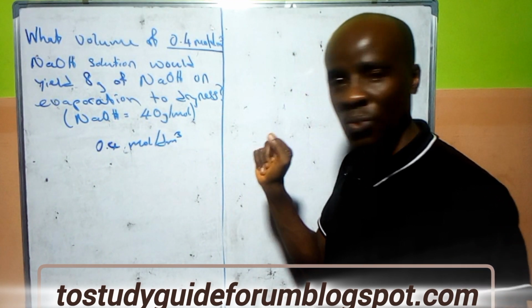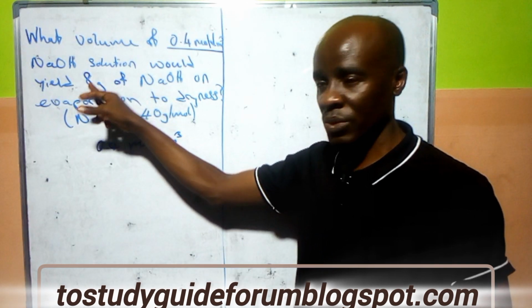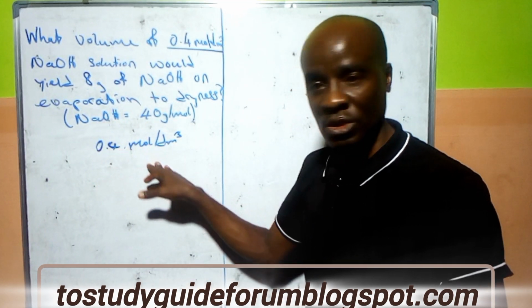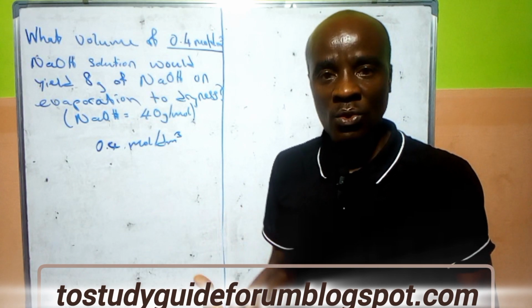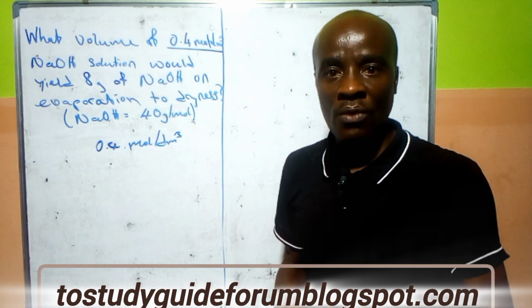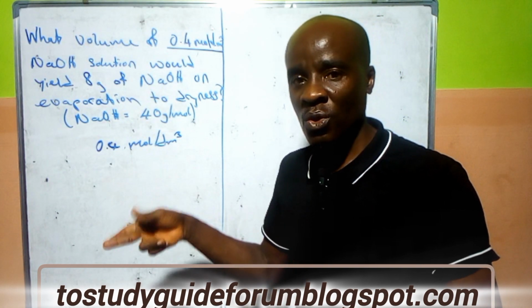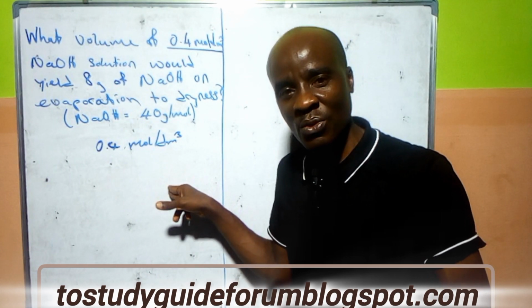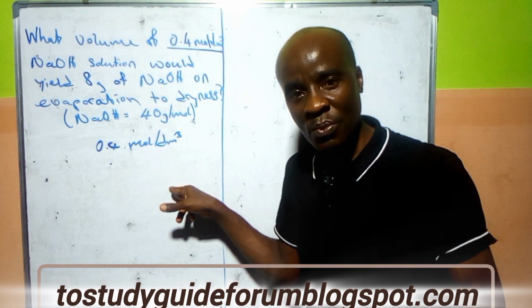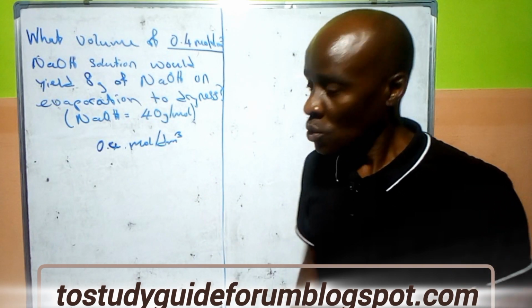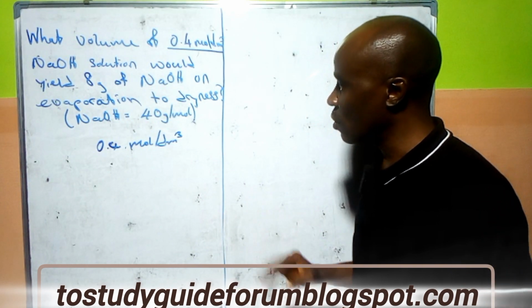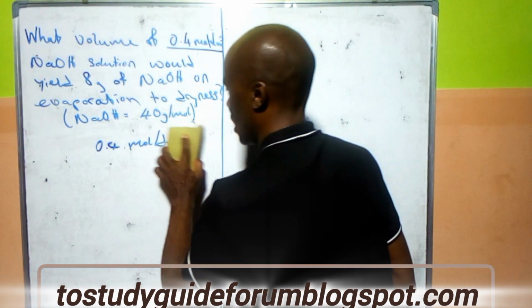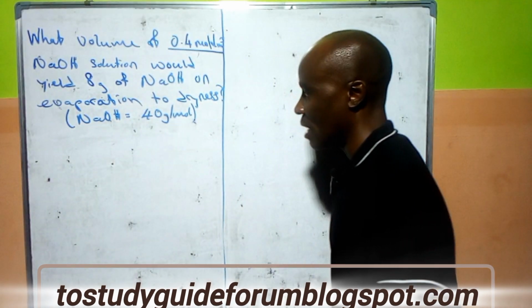But now the question we want to solve said grams. We need it in grams. So this mole concentration we have to convert to grams, so that we know the actual grams that is contained in 1 dm cube or 1000 cm cube or 1 liter. That is the first thing you are going to do if you are to solve this problem. Now let's quickly dive into this question and see how we're going to arrive at the answer.